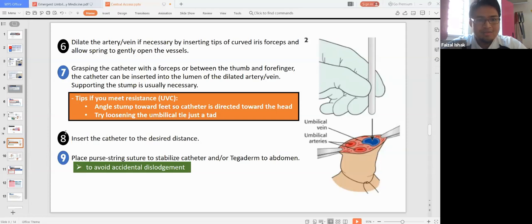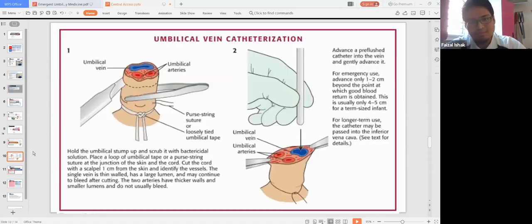And then as we have already identified the vessel, we insert the catheter to the desired distance. And then the last step is to place a purse string suture to stabilize the catheter and Tegaderm to the abdomen in order to avoid accidental dislodgement. Now this is another picture of the steps taken for catheterization.